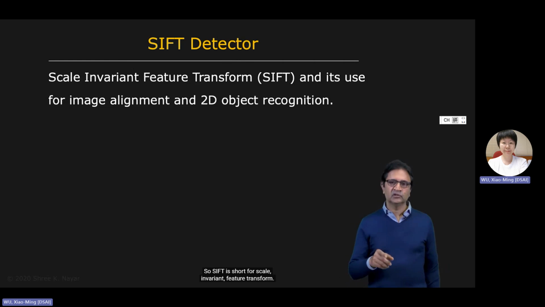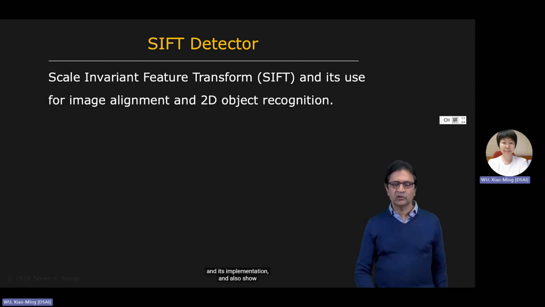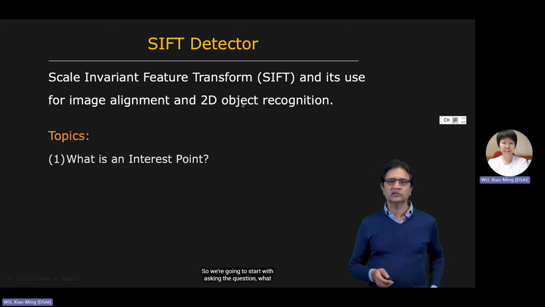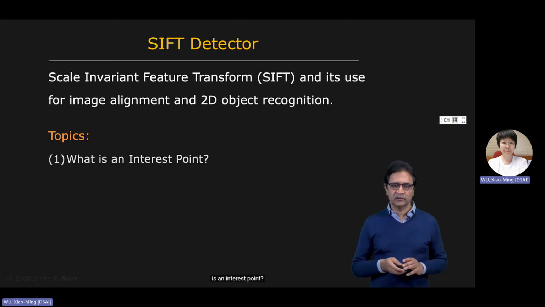SIFT is short for Scale Invariant Feature Transform. We'll describe the theory behind the SIFT detector and its implementation, and also show how it's used to solve some interesting vision problems, simple vision problems such as image alignment and stitching, as well as 2D object recognition. So we're going to start by asking the question, what is an interest point?